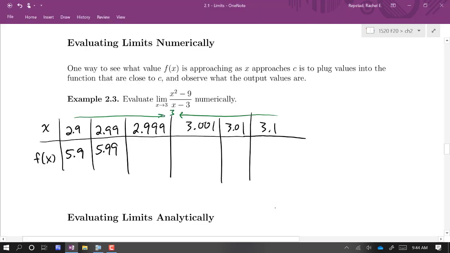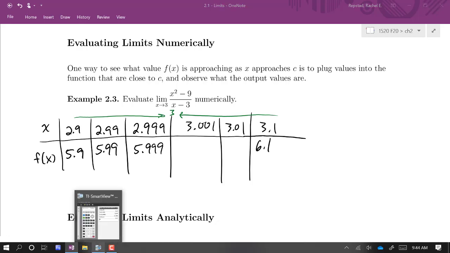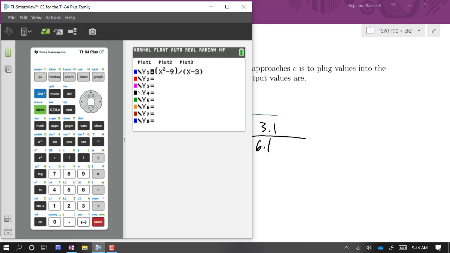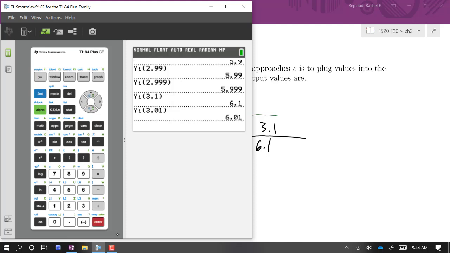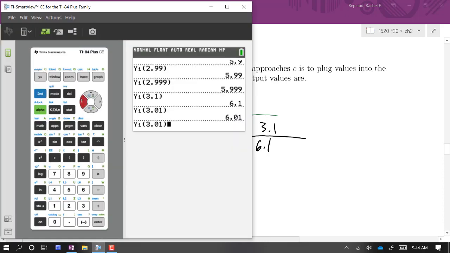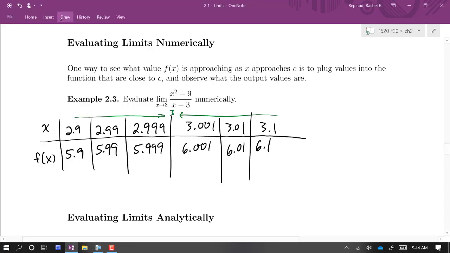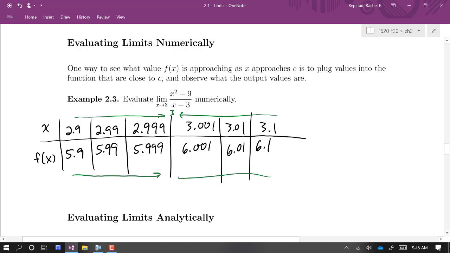So 5.999. From below, it looks like it's getting close to 6. Let's see what's happening from above. I'm going to put in 3.1, 3.01. Whoops. Hit 6.01. And I think nobody will be surprised when we find out that when we plug in 3.001, we get 6.001. So now the outputs appear to be approaching the value 6.